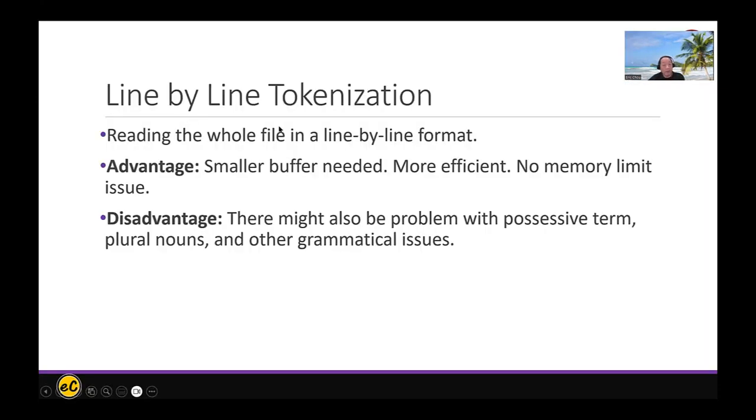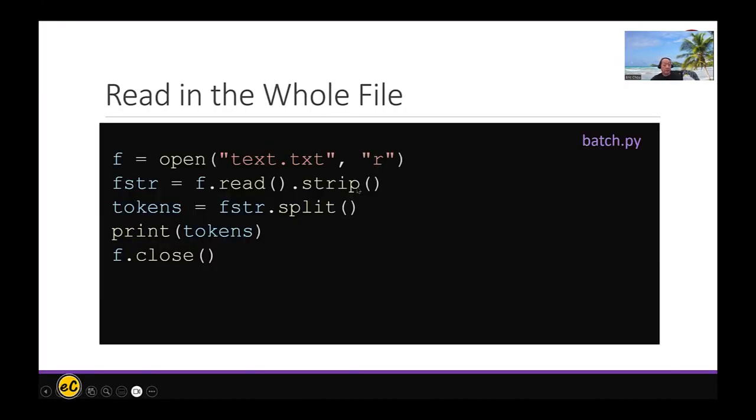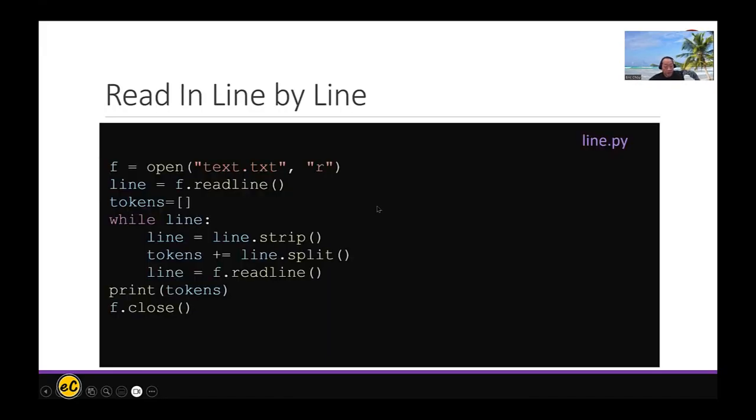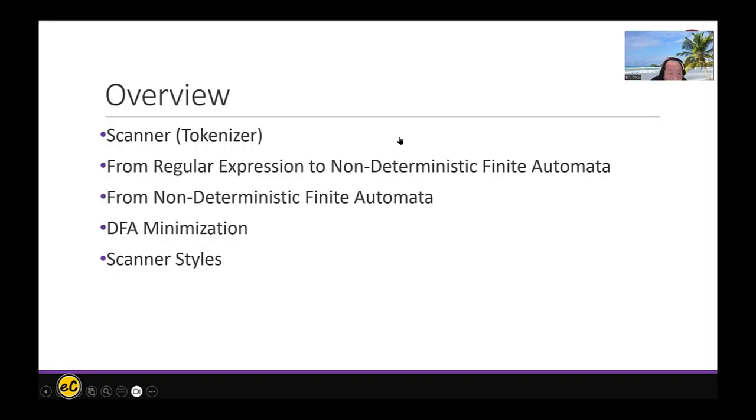Okay, so that's line by line tokenization. The first one is actually using split. The next one is line by line tokenization. You read in the whole line, and then you analyze the line one by one. That's another way you can do it, but we don't discuss this. We should be fine.